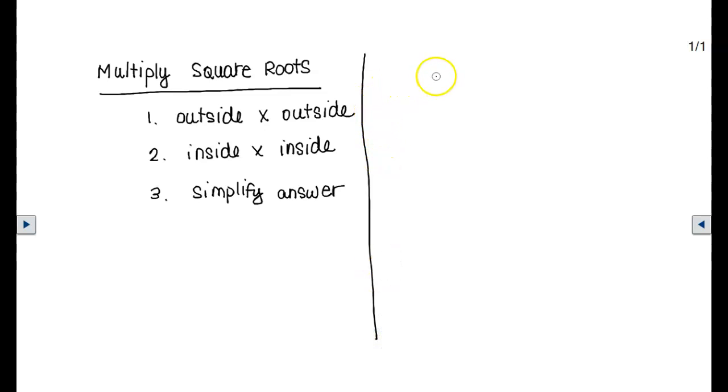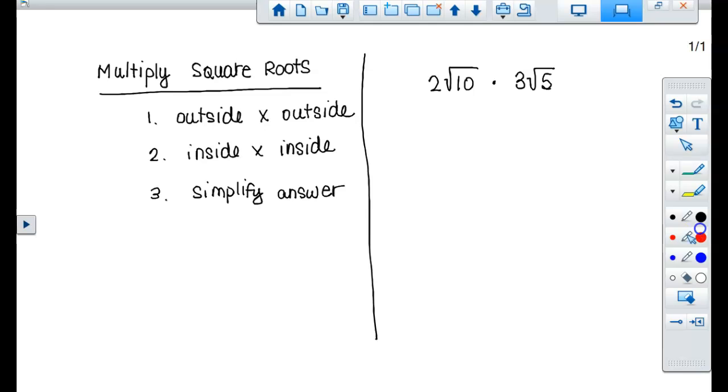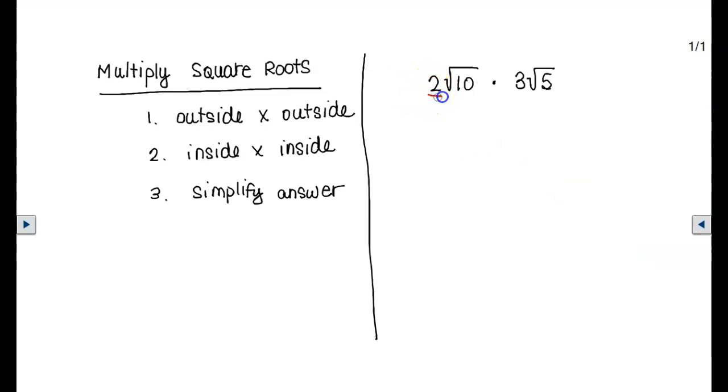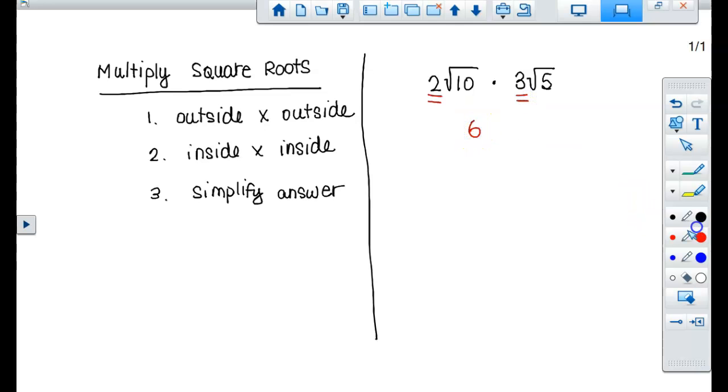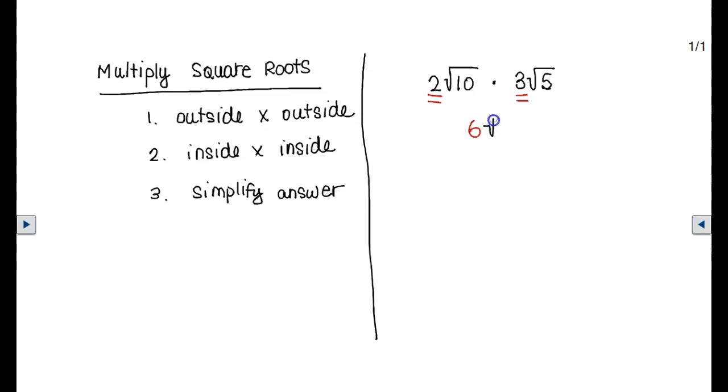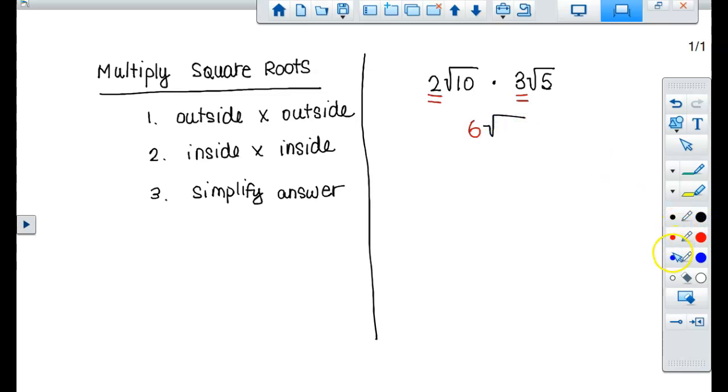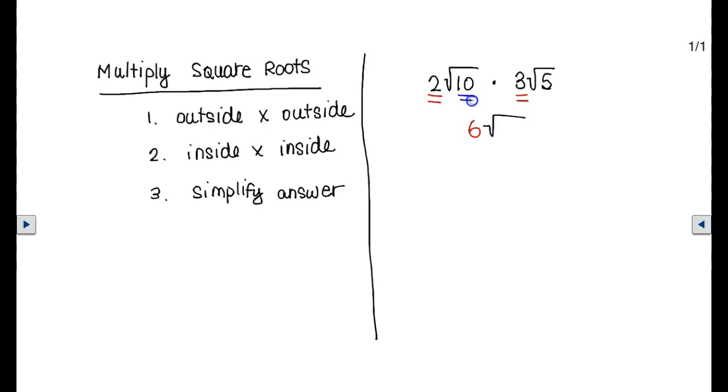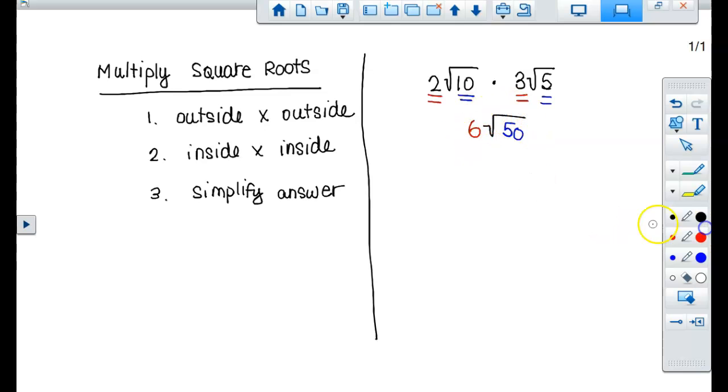So we did problems like this. I could ask you to multiply 2 square roots of 10 times 3 square roots of 5. So we'll begin with the multiplying. We'll do the outside times the outside. 2 times 3 is 6. Then we'll do the inside times the inside. 10 times 5 is 50. And so that produces this square root, 6 square roots of 50.